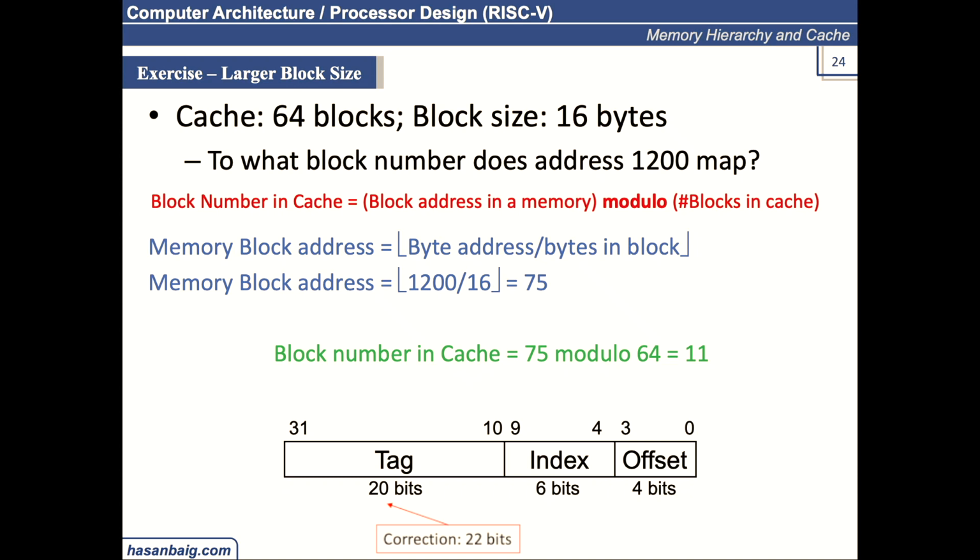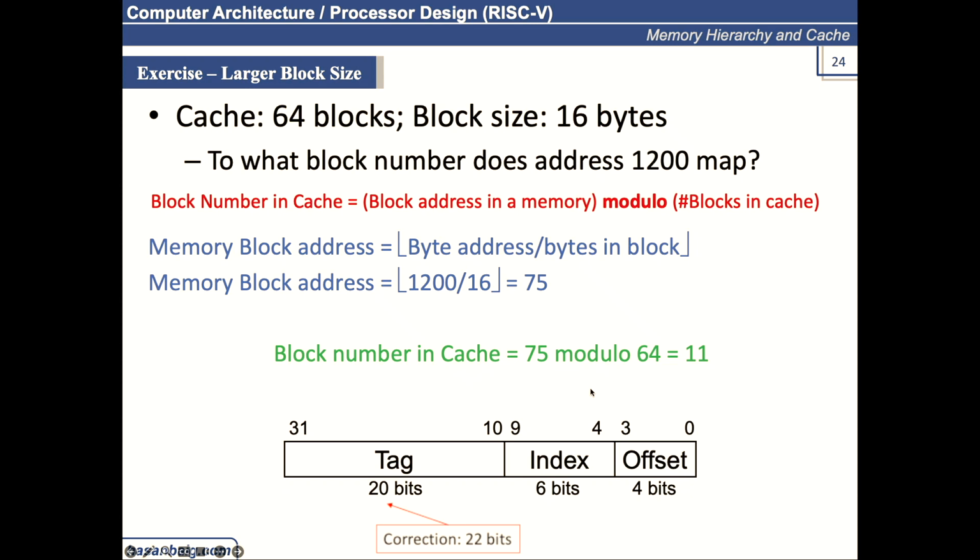Can I explain this thing? So this is the formula, 75 modulo 64. How do you calculate it? It's actually 75 divided by 64, and the remainder is the outcome of this expression.